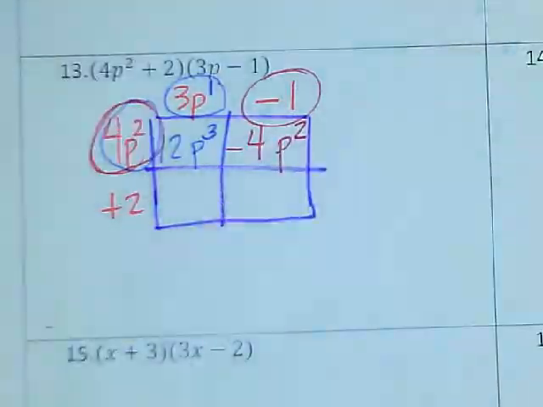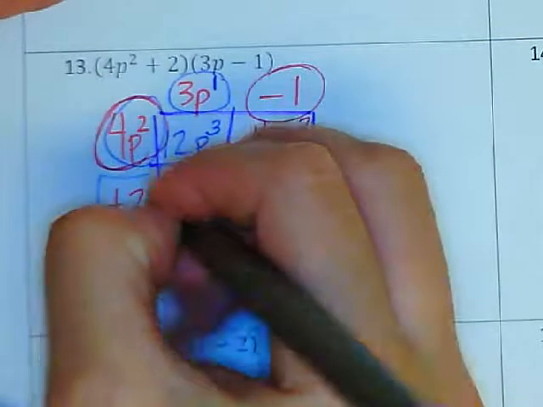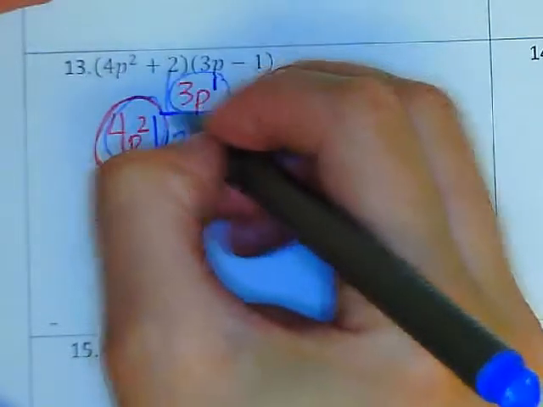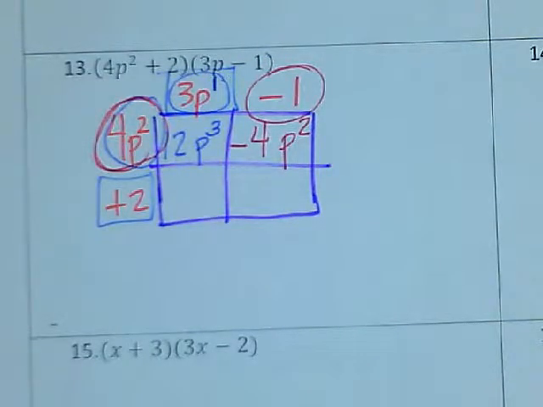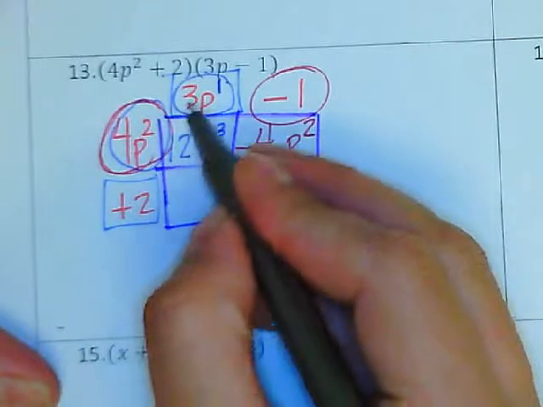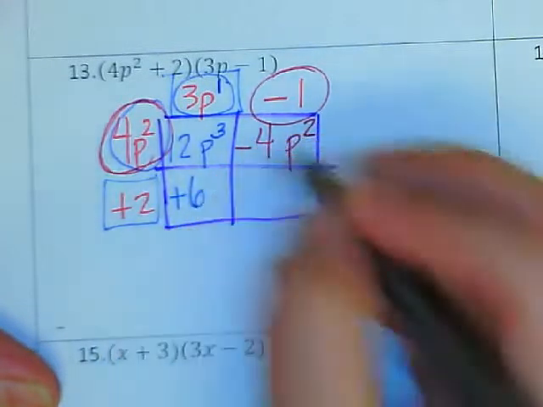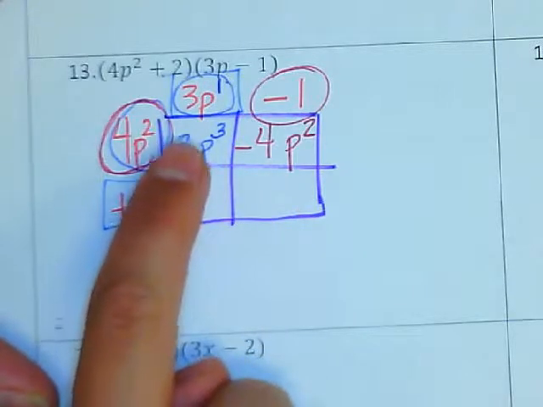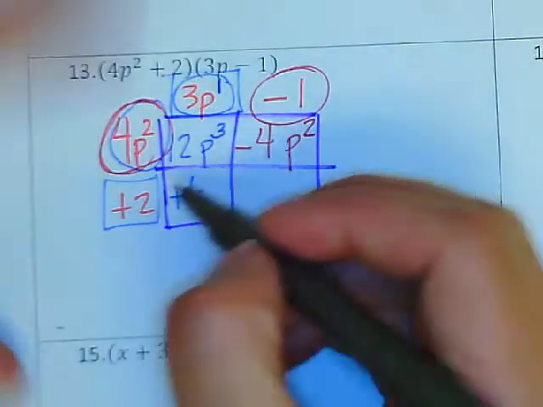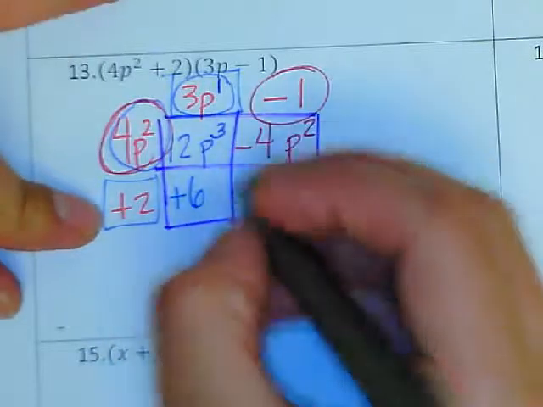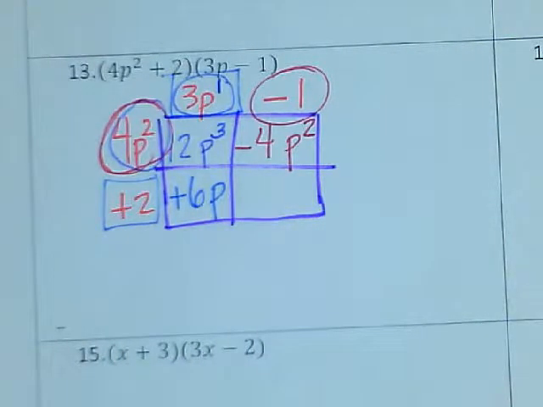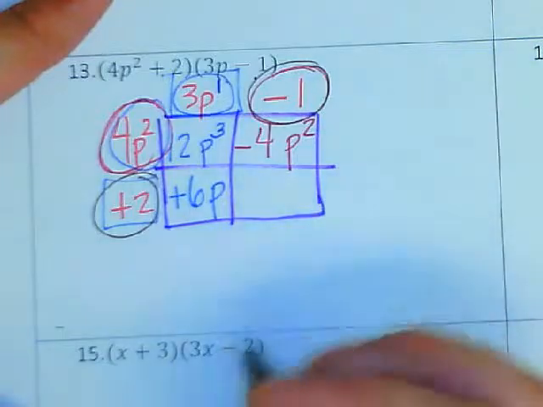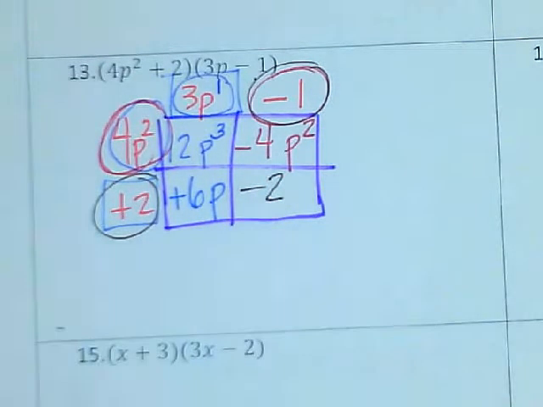Okay, for the next one, I have positive 2 times 3p to the first. So the numbers first, positive 2 times positive 3 would be positive 6. Notice how I keep putting the signs except for the leading coefficient, right, unless it's negative. So 3 times 2 is 6, and then there's only 1p. Okay, and then for the last one, positive 2 times negative 1 would give me negative 2.